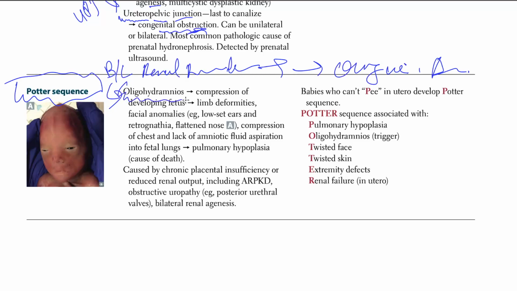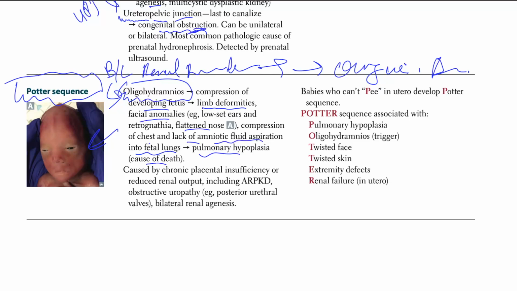When you have oligohydramnios, that leads to compression of the developing fetus, which causes limb deformities, facial abnormalities like low set ears and retrognathia, flattened nose. Looking at the picture, you have the flattened nose and compression of the chest, lack of amniotic fluid aspiration into the fetal lungs, right? Leading to pulmonary hypoplasia, which is the cause of death.